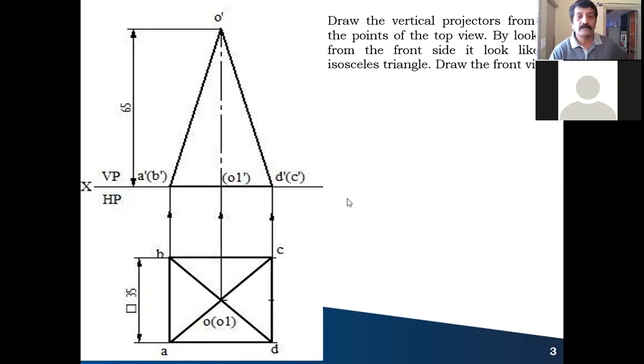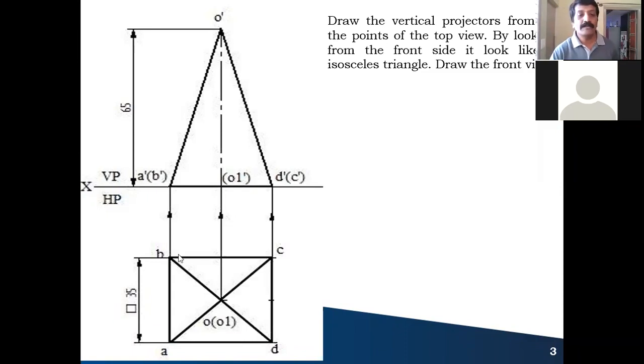How to transfer the corresponding points? We are looking from here for the front view. A point and D point you can see. That's why A dash and D dash is written without the bracket. Whereas the B and C point you cannot see from the front side when we are looking from here. So that's why B dash and C dash should be within the bracket.